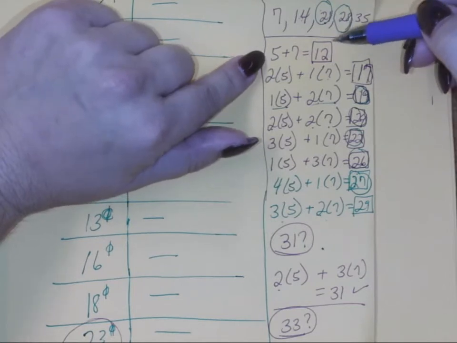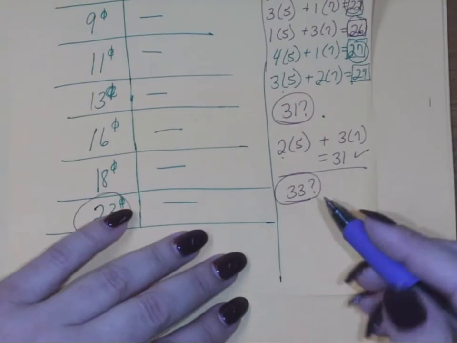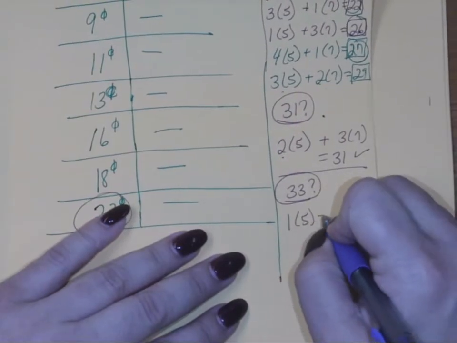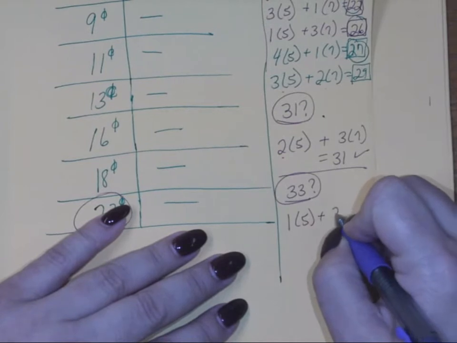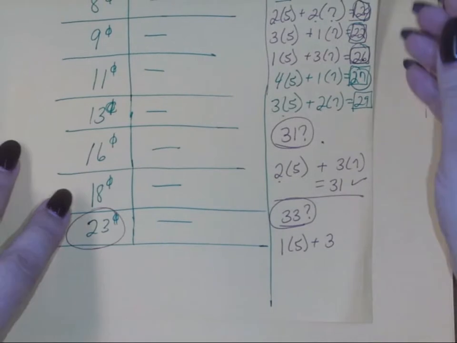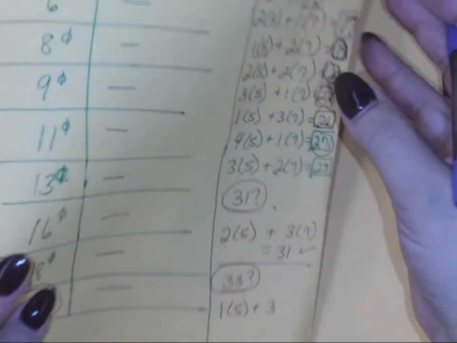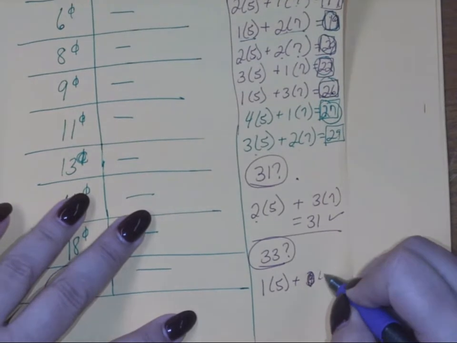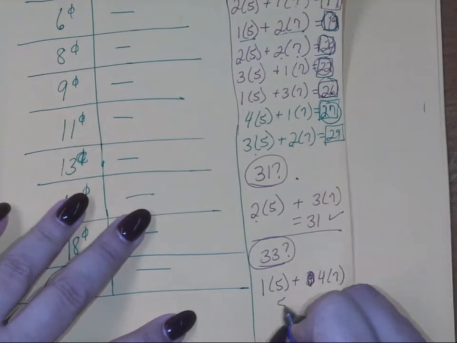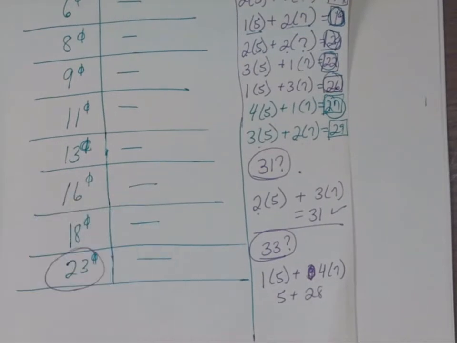Okay, so what would that be? That would be one group of 5 plus 1, 2, 3. Was it 3? No, I'm sorry. 3, 4, right? 4 groups of 7. Sorry about that. So that's 5 plus 28. Is 5 plus 28 equal to 33? Yep. We got it.